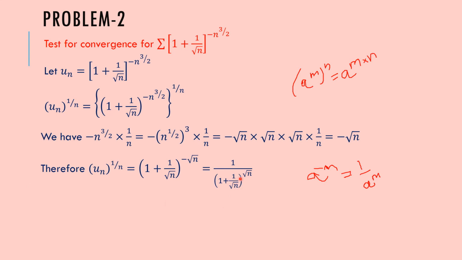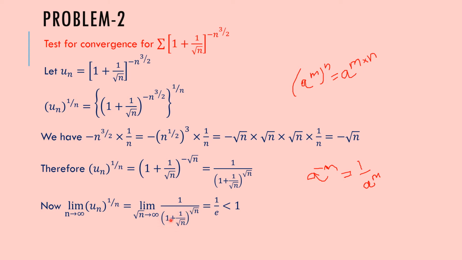Now let me apply the limit. Limit n tends to infinity un whole power 1 by n is equal to limit. Here I have taken root n tends to infinity because we have expression 1 plus 1 by root n. And it is very clear whenever n is tending to infinity, root n also tends to infinity. Therefore, I have written root n tends to infinity, which is equal to, we have a result whenever limit n tends to infinity, 1 plus 1 by n power n is equal to e. Here instead of n we have root n. Therefore, this limit also tends to e.